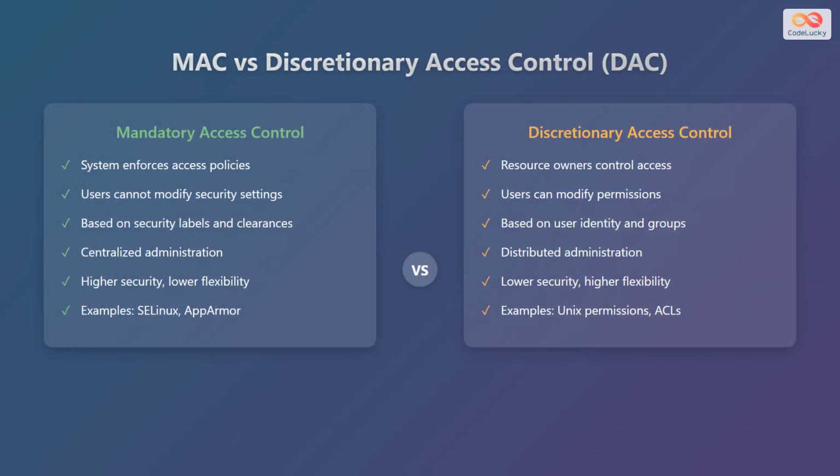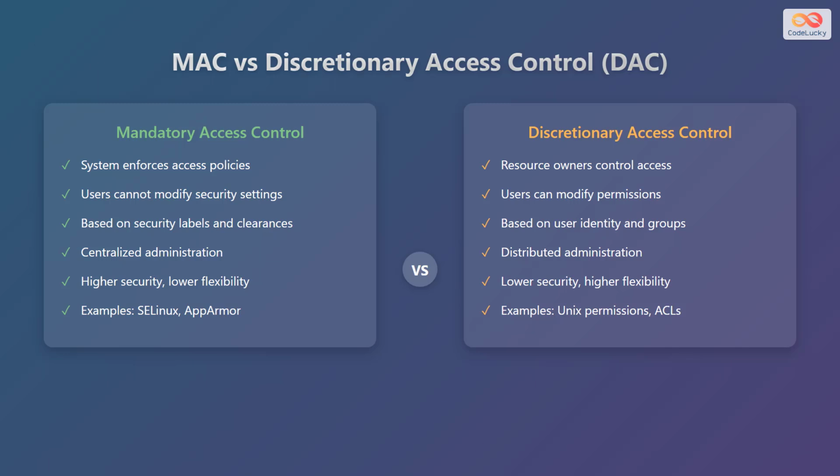Let's compare mandatory access control with discretionary access control, often called DAC. In MAC, the system enforces access policies, whereas in DAC, resource owners control access. In MAC, users cannot modify security settings, whereas in DAC, users can modify permissions. MAC is based on security labels and clearances. DAC is based on user identity and groups. MAC has centralized administration, while DAC has distributed administration.